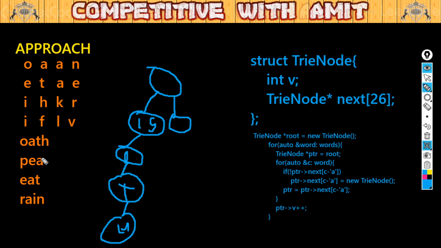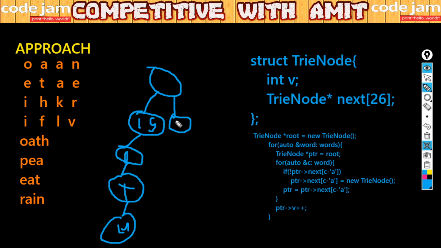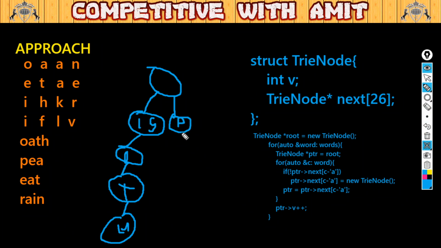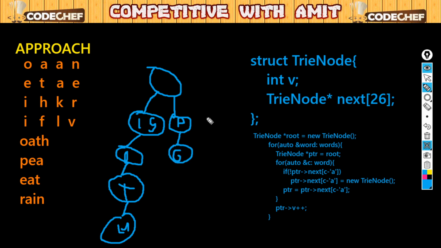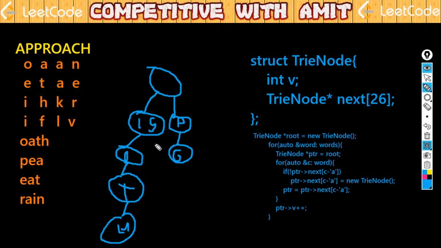After that, P came. So we will check P. We will check whether the Pth index is previously initialized or not. If it is initialized previously, then we will traverse that same node only. In this case it is not initialized, so we will initialize one more. After that, E came, so E will again be initialized. So this is the creation of the Trie data structure. This data structure will be created after the iteration of all the values.